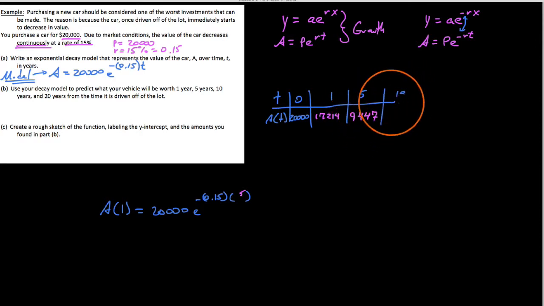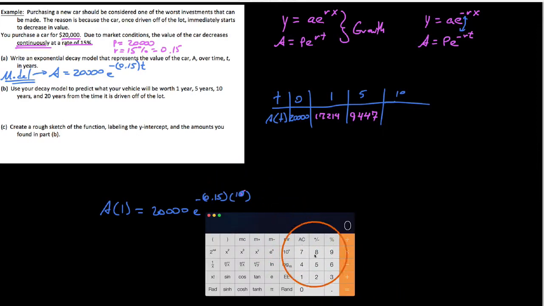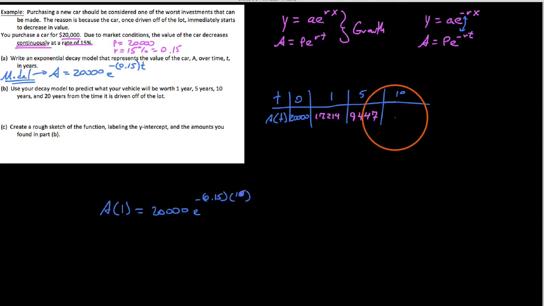Let's do after 10 years, what is this car worth? So now we'll plug in a 10 right here. Well, negative 0.15 times 10 is just going to scooch our decimal there. We're going to take e to the power of that. We'll take that times 20,000. We get about $4,462. I know that I wanted to find the value of this car after 20 years, if it lasts that long.